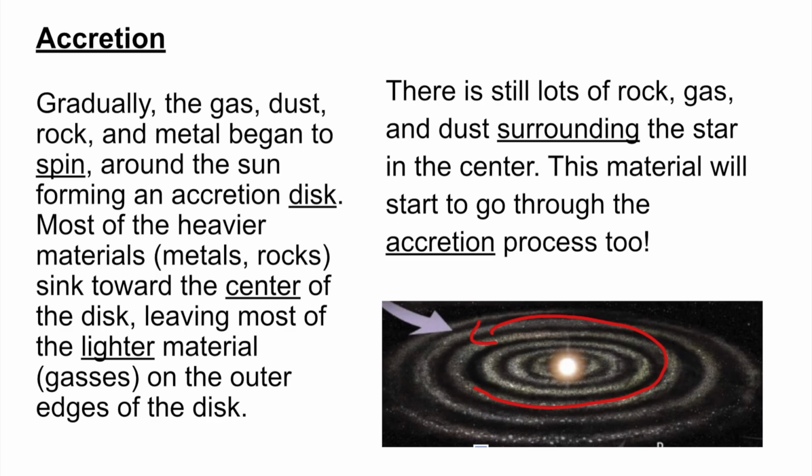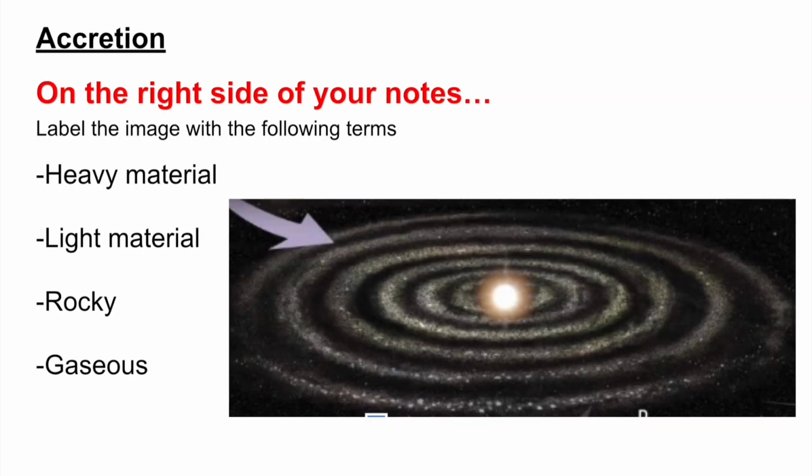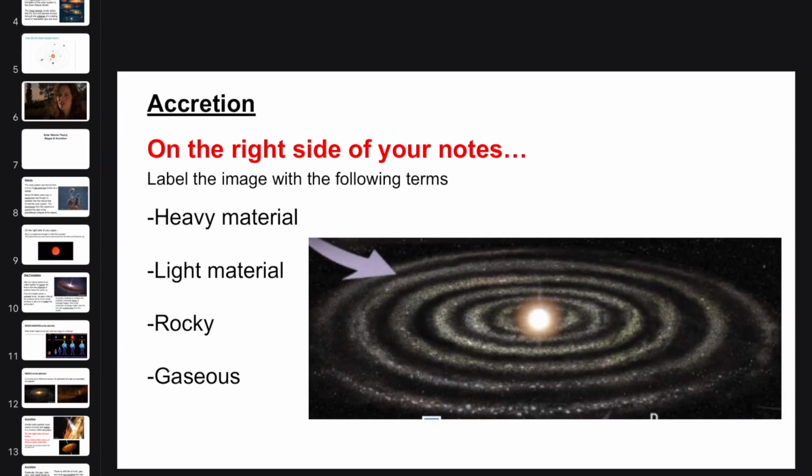Now, some of the heavier stuff is going to sink towards the middle. That makes sense, right? Some of the heavier stuff is going to be more attracted to the sun because of Newton's law of gravitation, which means some of our lighter stuff is going to be found in those outermost layers. So there's still lots of stuff around the star. We're just most likely going to see our heavier stuff inside, and then our lighter stuff on the outside.